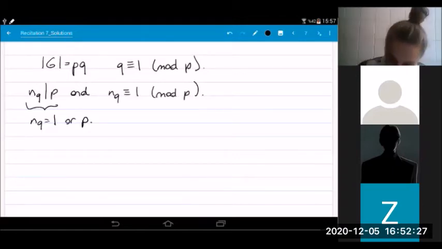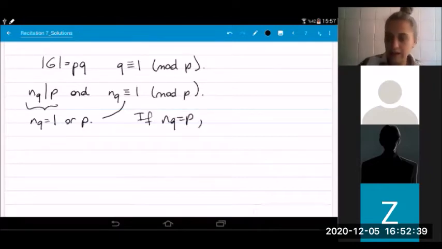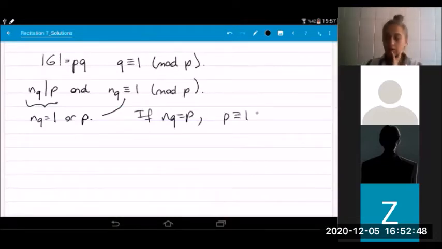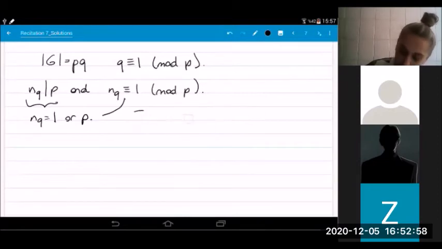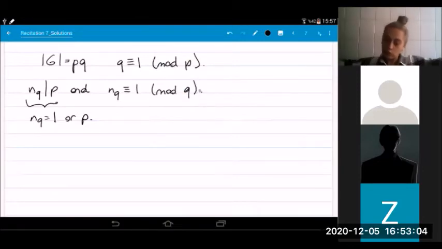Why is that so? Combine these two. If N_Q is equal to P, then by combining with the second congruence, we have P has to be 1 modulo Q. A student asks whether it should be N_Q congruent to 1 modulo Q. Yes, of course, in the second one it is Q. The question is correct, so let's see how I get out of this.